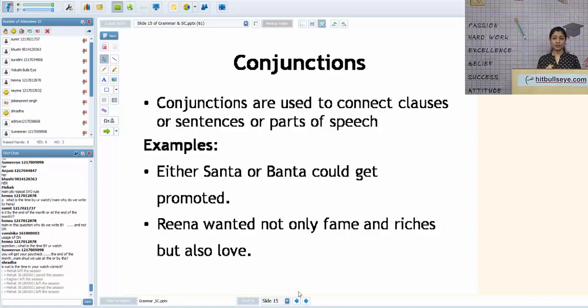And I think someone pointed out how the distributive pronouns can also be used as conjunctions, and we talked about it that yes, distributive pronouns can be used as conjunctions, and you see an example here: either Santa or Banta could get promoted. Similarly, Reena wanted not only fame and riches but also love.